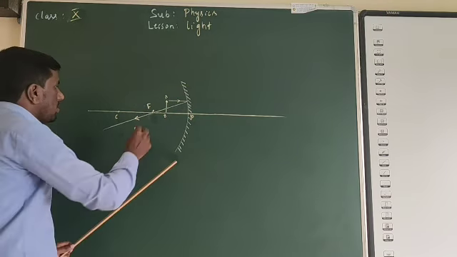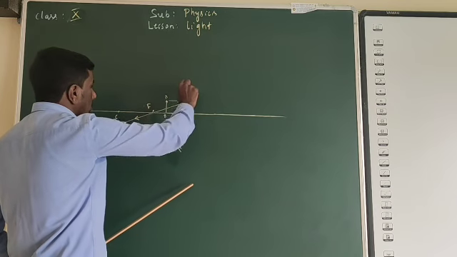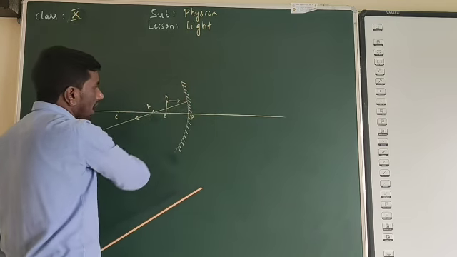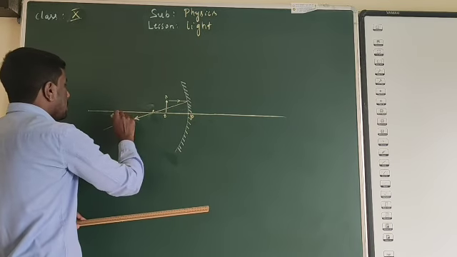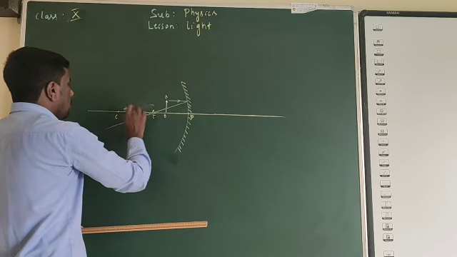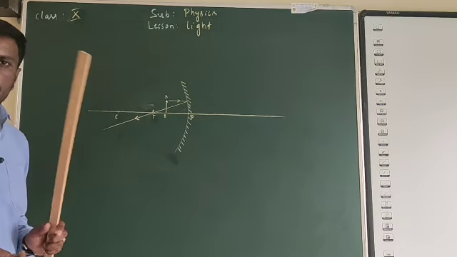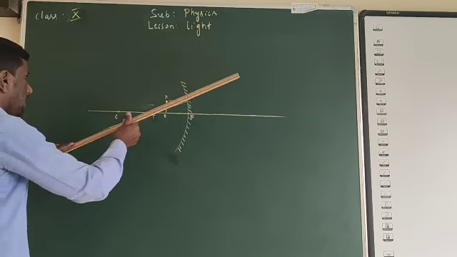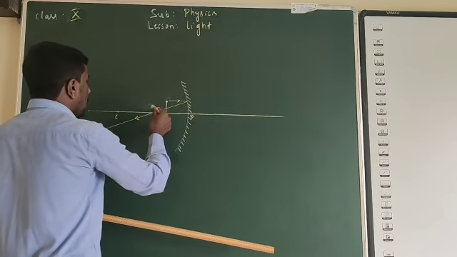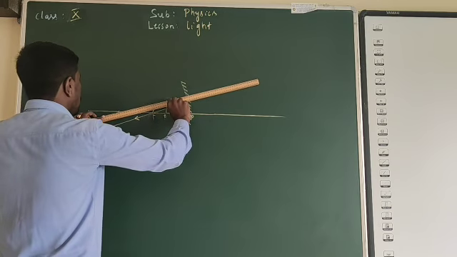If a ray passes through the principal focus, then after reflection it will become parallel. We will take one more ray, this is F, right? We will take one more ray through the center of curvature. If it is through the center of curvature, it will not get deviated, it will pass along the same path. We will take it right here through the center of curvature.